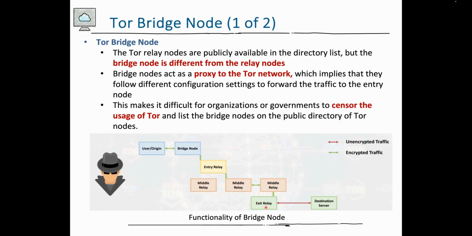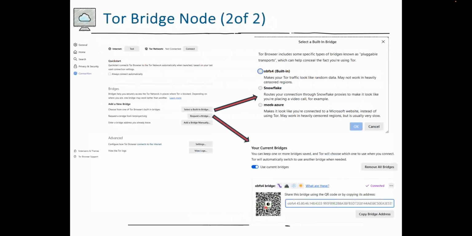The main purpose of the bridge node is to circumvent censorship. It makes it very hard to detect and harder to block. That's very important if you end up visiting some oppressive regimes where internet access is severely restricted and monitored.